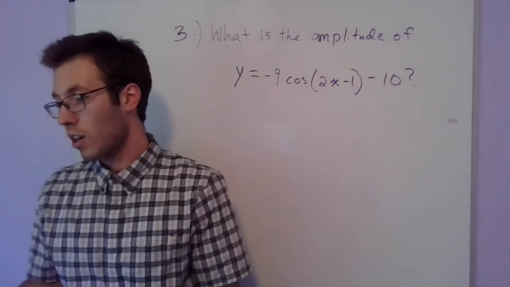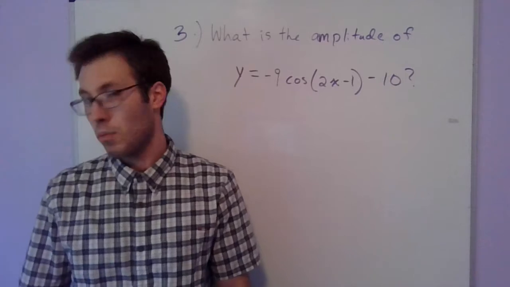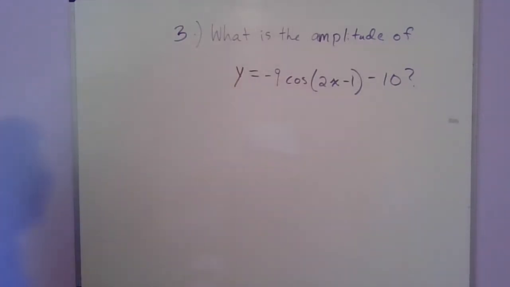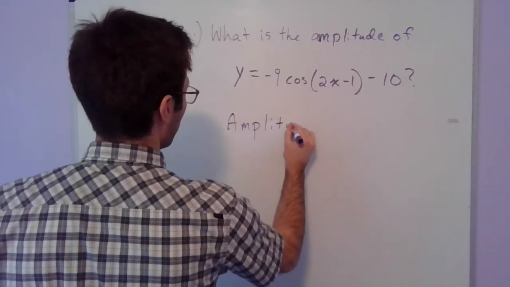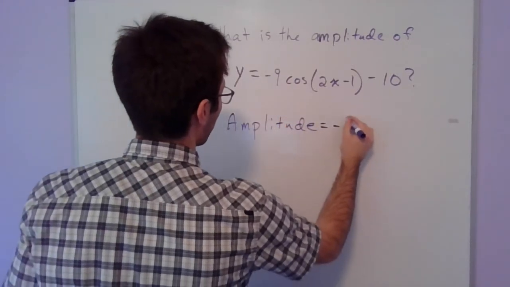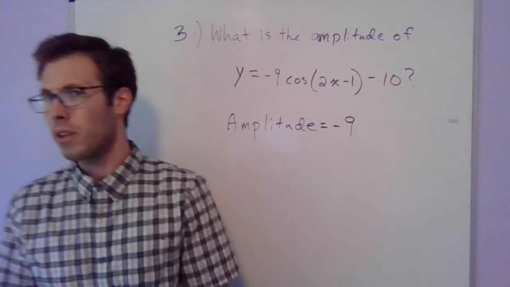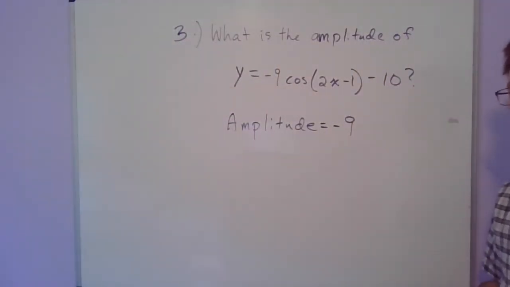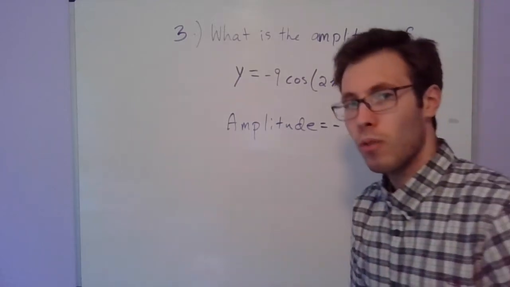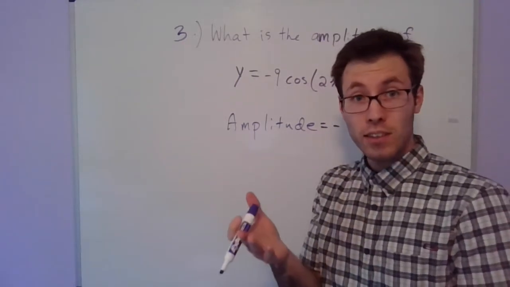Now I'm noticing on a couple of your papers, looking around, I'm seeing some people just writing that the amplitude is equal to -9. What's the problem with that? Why is it not -9 here? Yeah, you in the front. Because it's going to be positive.